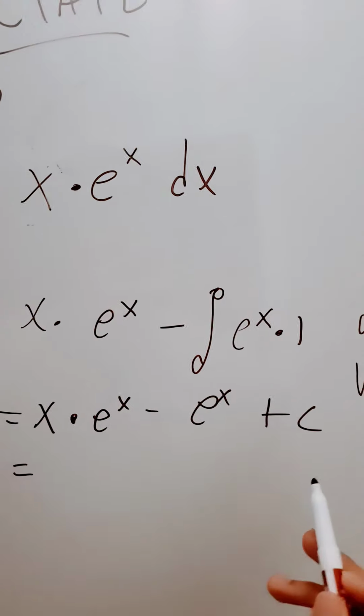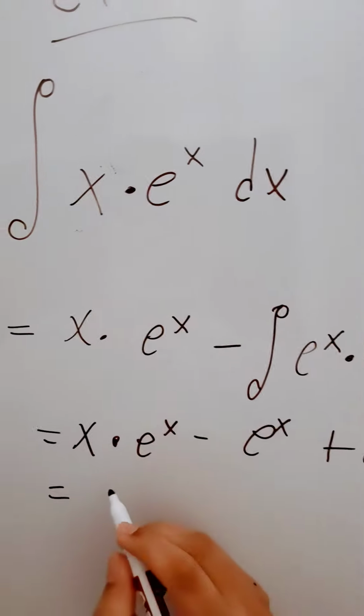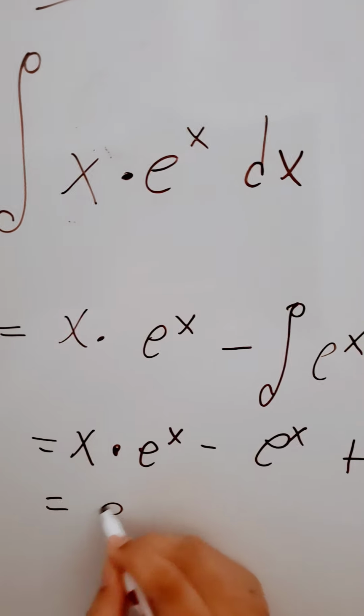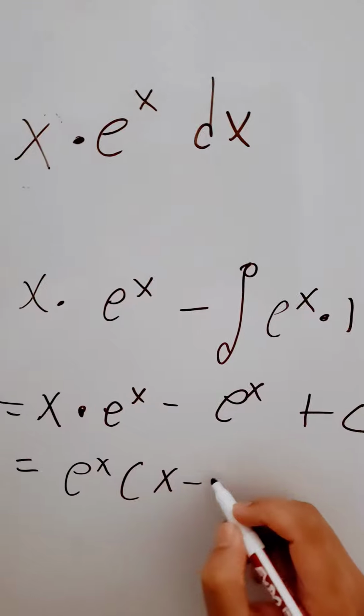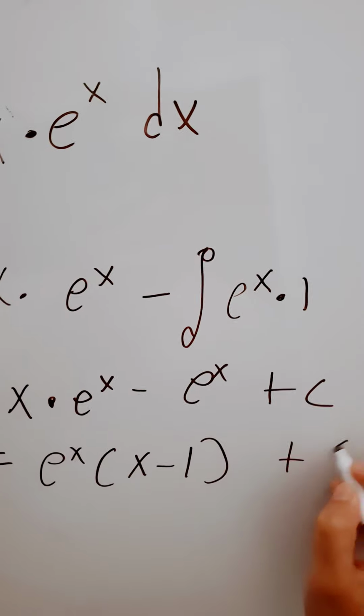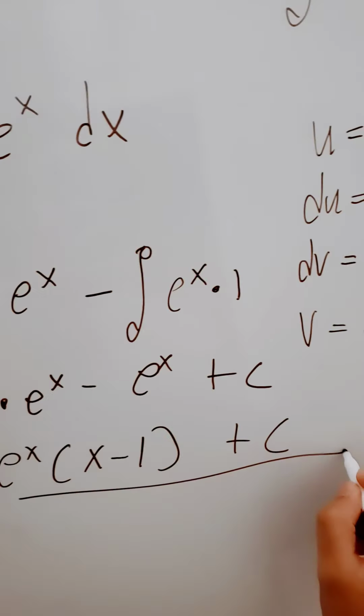And if we want to simplify this, we can factor out an e to the x. So e to the x would go on the outside, we'd have an x, and we have a minus 1 plus c. And this would be our final answer.